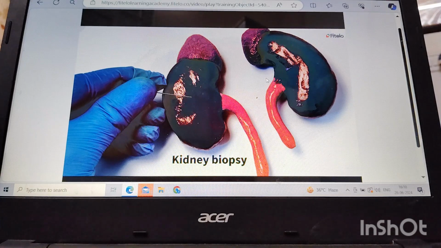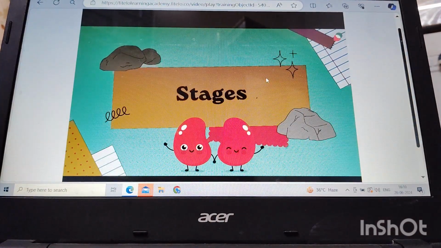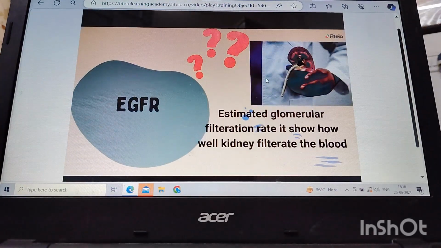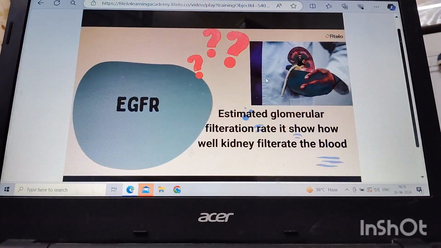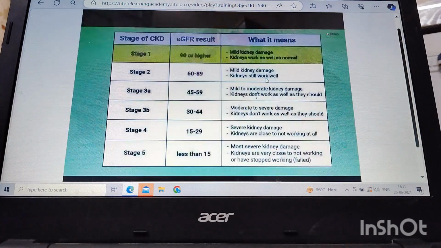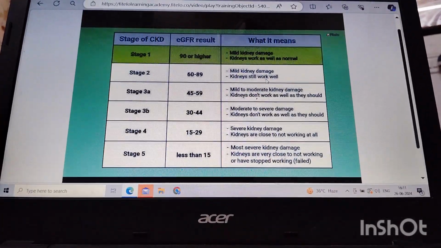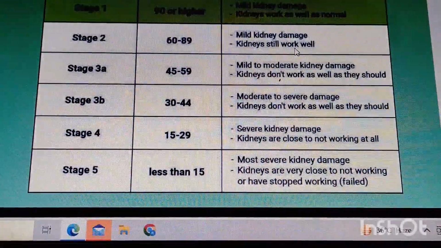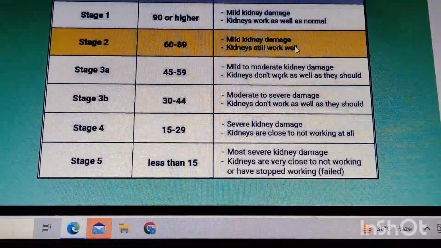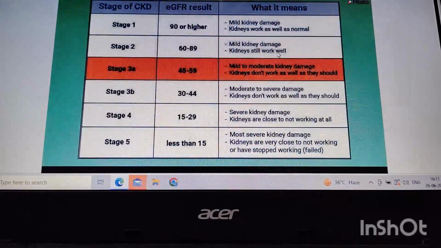So after diagnostic evaluation, we will understand the stages of CKD. And to understand the stages of CKD, you must know what is eGFR. eGFR, estimated glomerular filtration rate, shows how well the kidneys filter the blood. As you can see in the picture that shows the stages of CKD, there are 5 stages of CKD. Stage 1 of CKD, where eGFR is 90 or greater. Stage 2 of CKD, where eGFR is between 60 and 89.